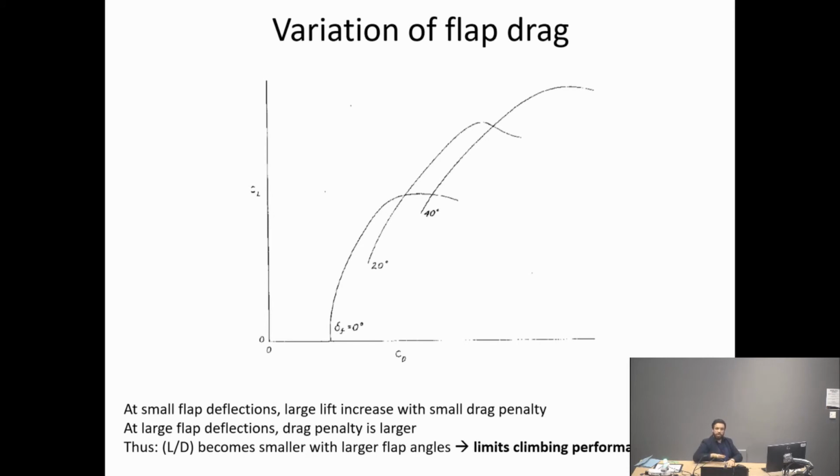Because if the aircraft somehow cannot go up, then all sorts of things can happen. So I just want you to think that at a certain point, honestly, the L over D becomes so low that the climbing performance will be affected. Okay, so we need to think about that.